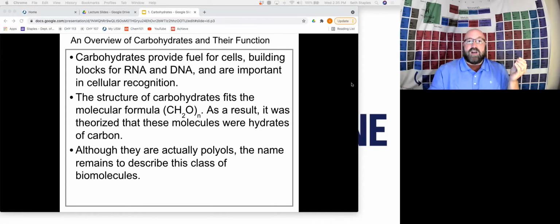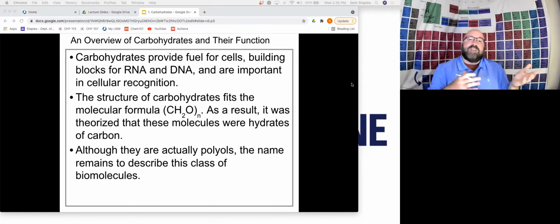They provide building blocks for things like DNA and RNA, and they're very important for different cellular recognition processes. The basic structure of all carbohydrates fit the molecular formula of CH2O, and then n, so any number or any sort of repeating chain of that basic formula. And so as a result of that, it was theorized early on that these molecules were actually what we call hydrates of carbon. Carbon hooked to water molecules.